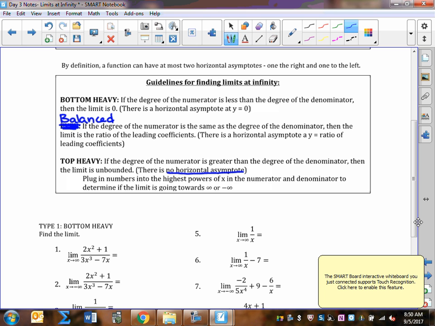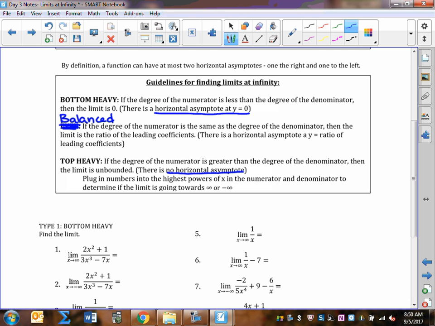So we'll have to do a little more investigating to decide if it's a DNE positive infinity or a DNE negative infinity. Now, bottom heavy and balanced are very simple. Bottom heavy: if the degree of the denominator is larger than the numerator, so the bottom has more degree than the top, then the limit is 0. So the horizontal asymptote is y equals 0, which means our end behavior is 0.